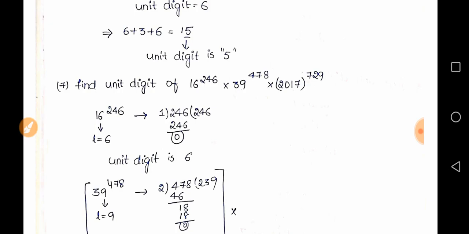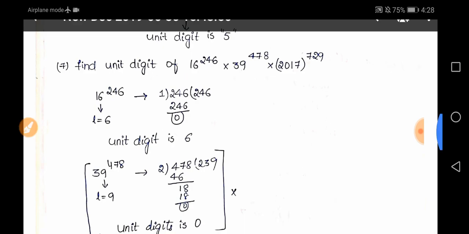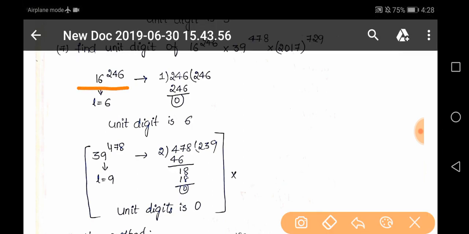Find the unit digit of 16 power 246 into 39 power 478 into 2017 power 729. By seeing it, it looks like a very hard question, but if you follow this trick, it is very easy to solve. The earlier types were easy, but this one is somewhat more difficult. First, as before, 16 power 246: here L equals 6. The cyclicity of 6 is 1.